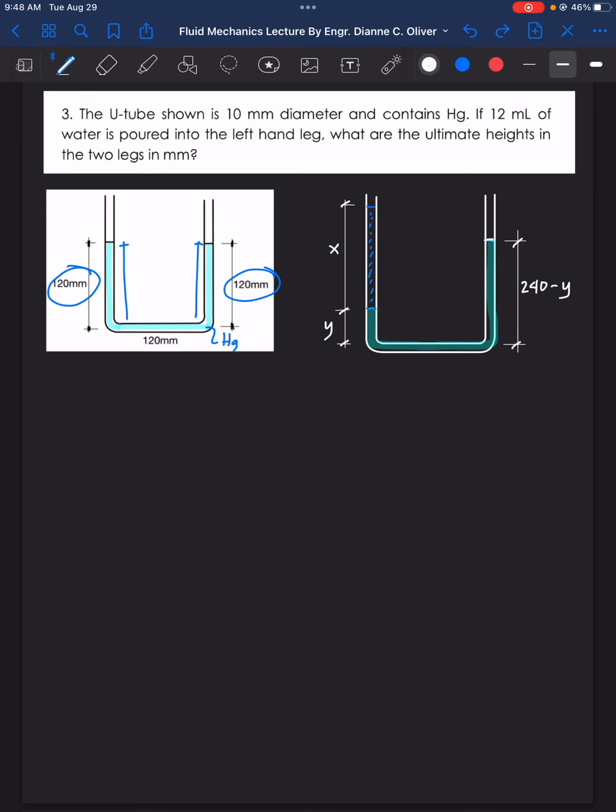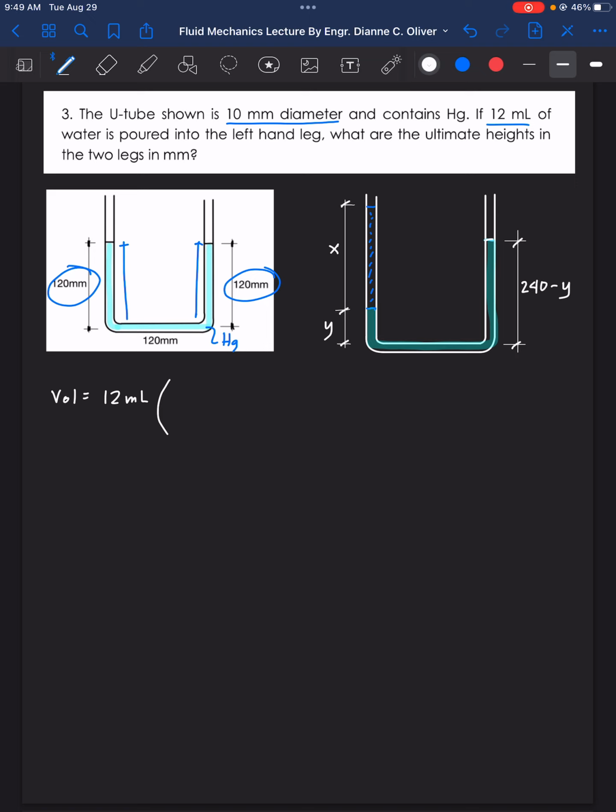Now let's solve first for the value of X. Remember that we were given the diameter of the tube, 10 mm, and the volume of water being poured is 12 ml. Now we need to convert first the volume in ml into cubic millimeters. So how do we do that? Okay, we have here the given volume, 12 ml. Let's convert that into liters.